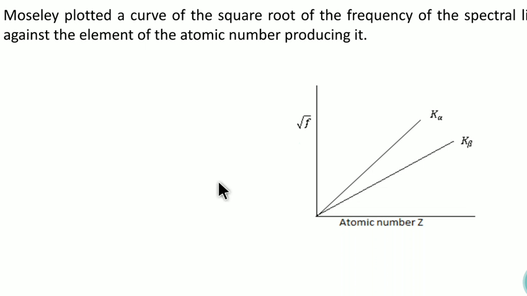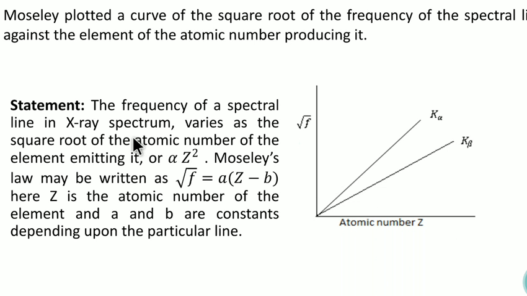Now, students, here Moseley plotted the curve of the square root of frequency versus the atomic number for the different spectral lines. The statement is that the frequency of a spectral line in the X-ray spectrum varies as the square root of the atomic number of the emitting element. Moseley's law may be written in this form, where Z is the atomic number of the element, and A and B are constants depending upon the particular line.